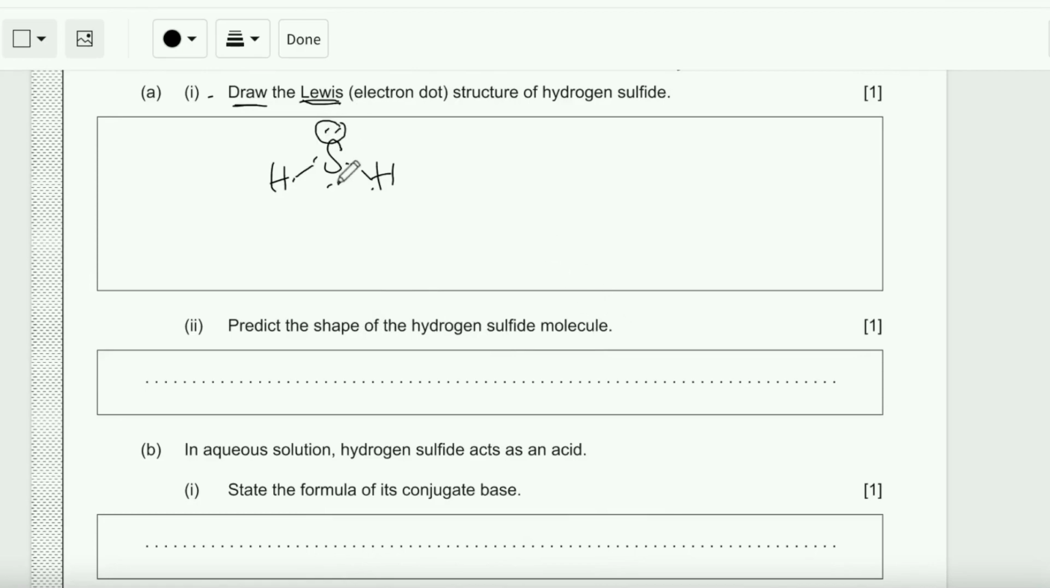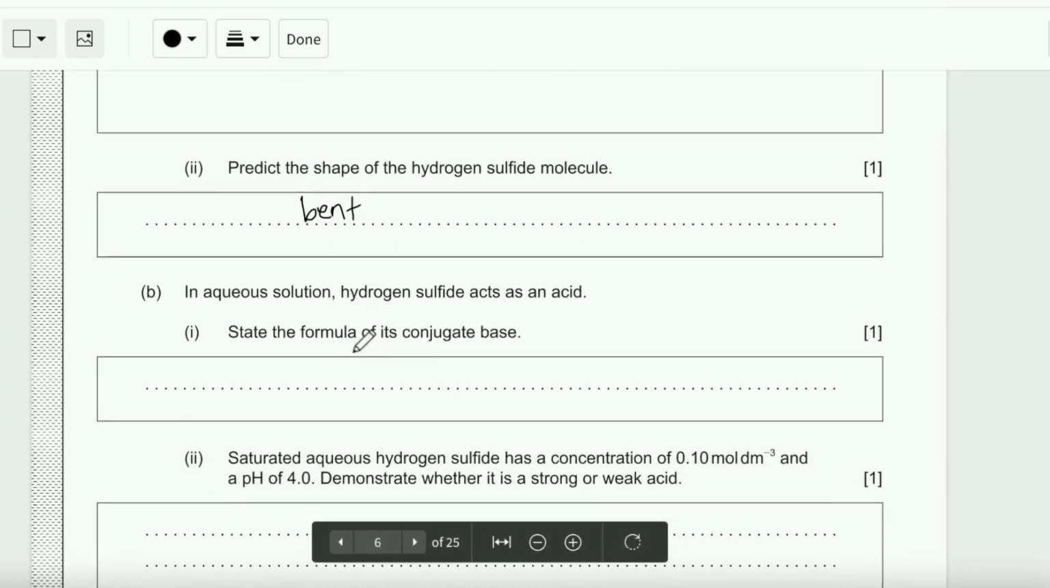Predict the shape of the hydrogen sulfide molecule. It has 4 domains, 1, 2, 3, 4, but 2 lone pairs. Therefore, the shape is bent. If it has no lone pair, it's tetrahedral.